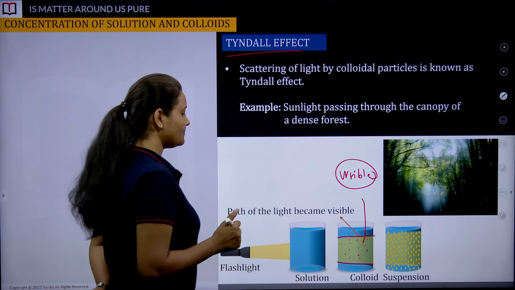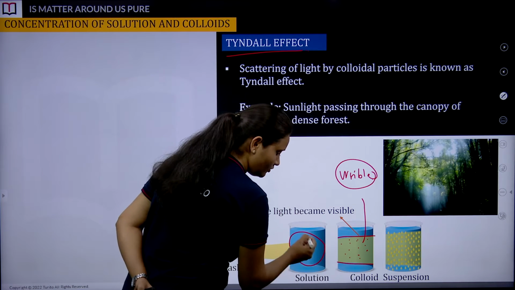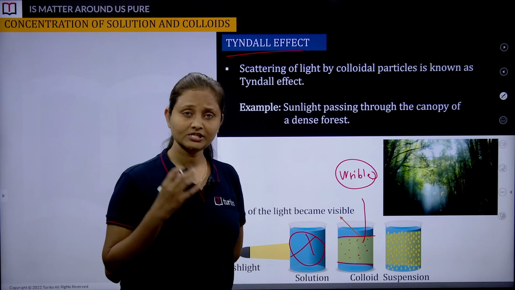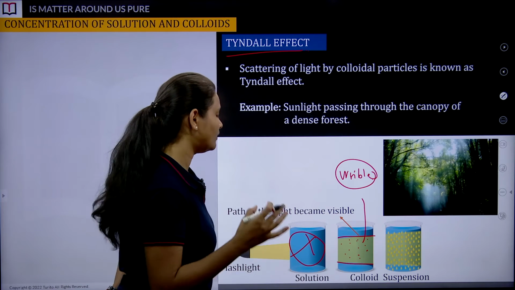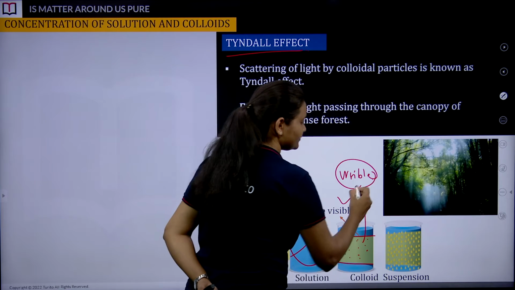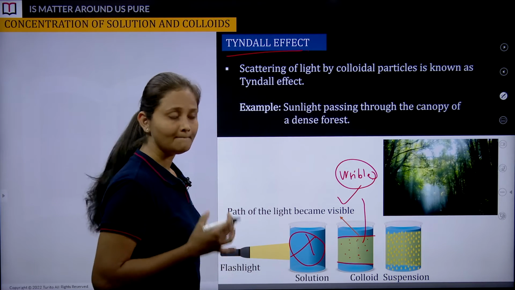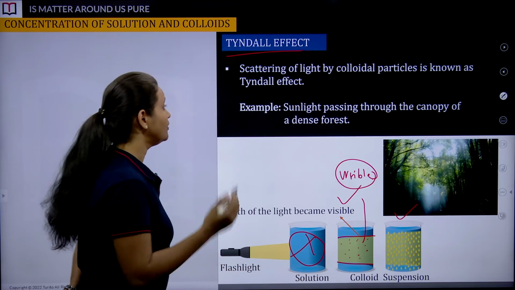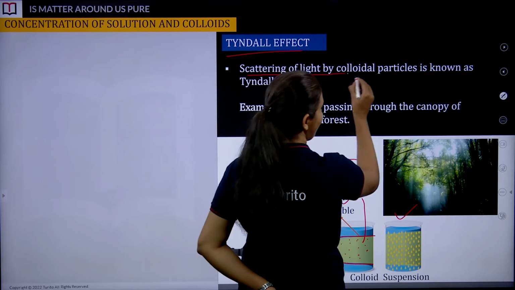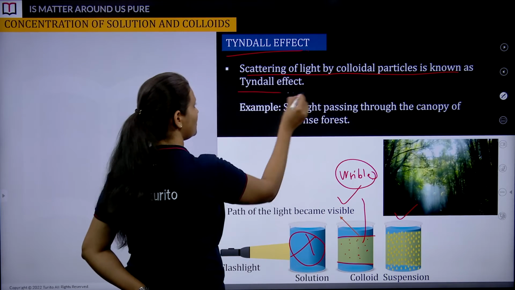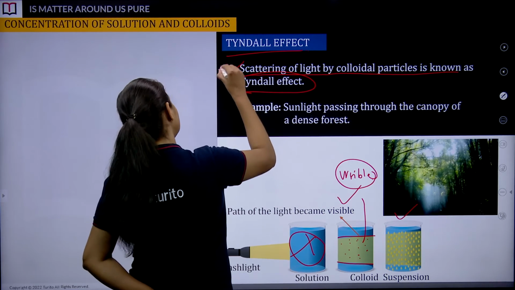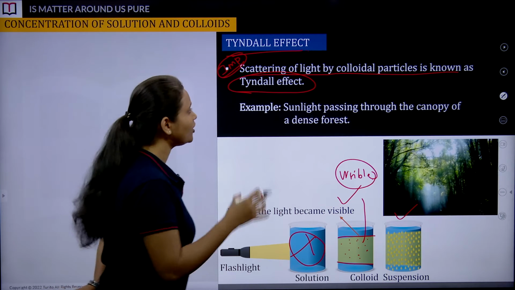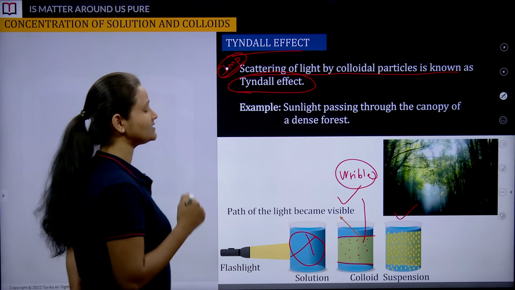This path of light is not visible in the case of a true solution, because the size of the particles is very small. And that's why we observe that colloidal solutions scatter the light, and suspensions also scatter the beam of light. So here, scattering of light by colloidal particles is known as the Tyndall effect. It is the next concept, which is equally important. Scattering of light by colloidal particles is known as the Tyndall effect.